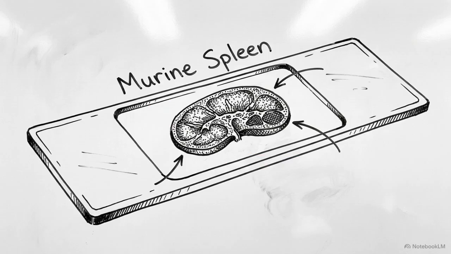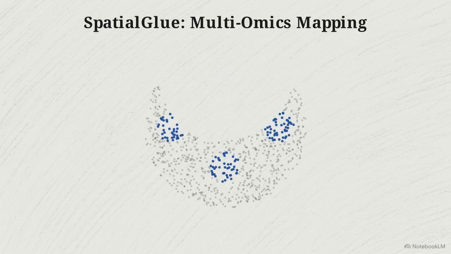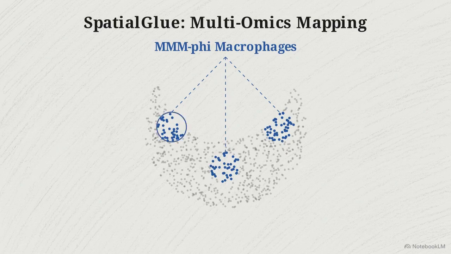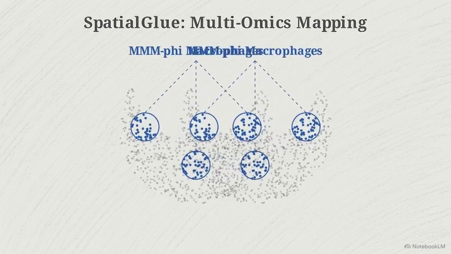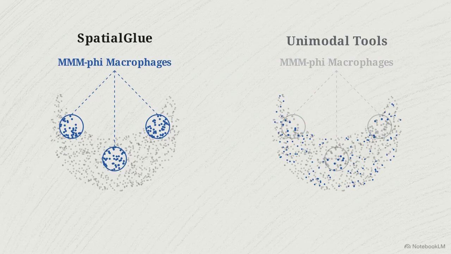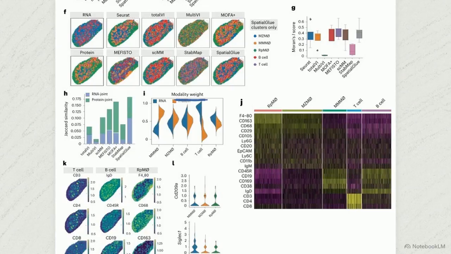We can see the results in mouse spleen tissue data. SpatialGlue successfully identified specific macrophage subsets, like the MMM-Phi cells, located across 3 distinct zones that unimodal tools entirely missed. This chart shows the modality weights assigned during the spleen analysis. Looking at the violin plot for the MMM-Phi cluster, the algorithm heavily weighted the protein data over the RNA data, compensating for regions where the RNA signal was too noisy alone.